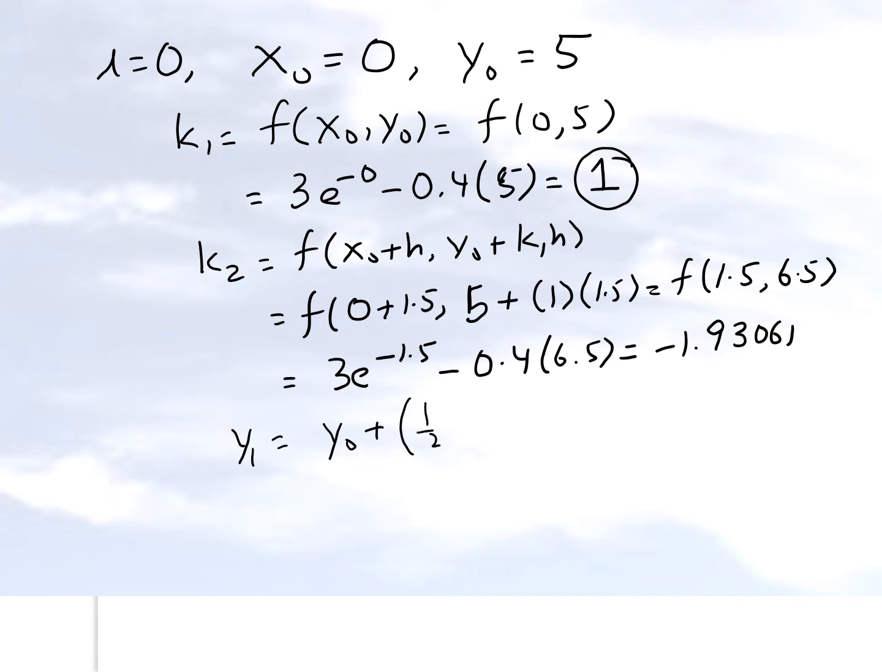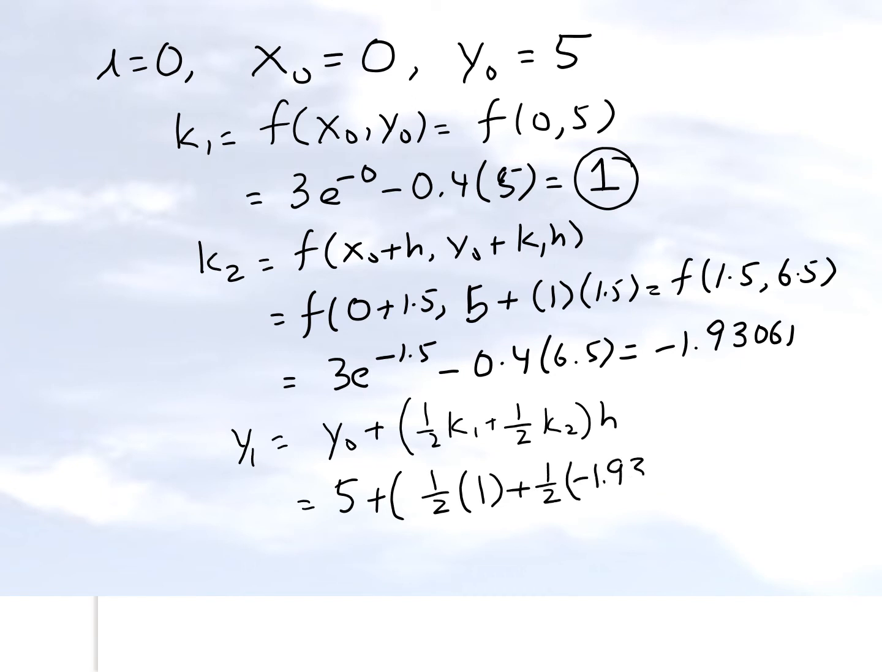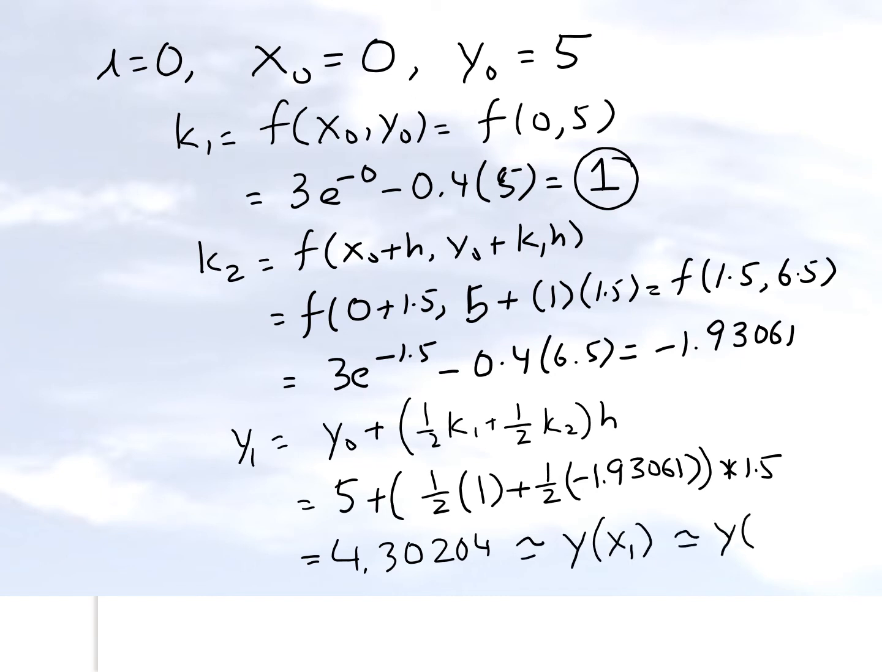So since I have values of k1 and k2, I can find the value of y1 now, because y1 is nothing but applying the Heun's method formula here. So y naught is 5, k1 is 1, k2 is minus 1.93061, and h is 1.5. And if I calculate this, I get 4.30204. So this is the approximate value of y at x1, which is the value of x at 1.5.